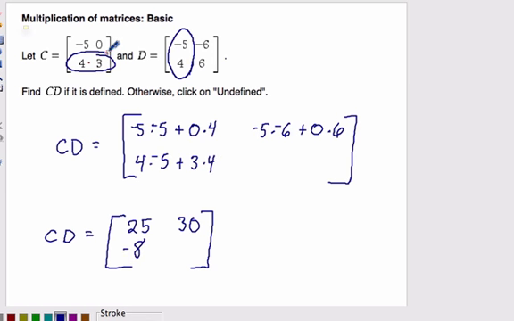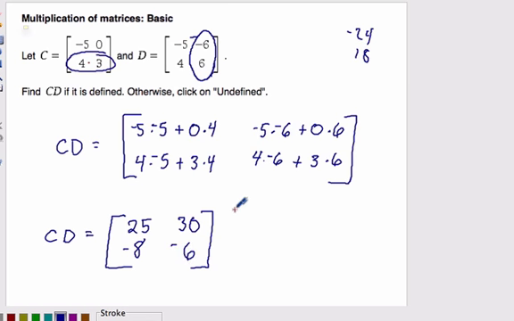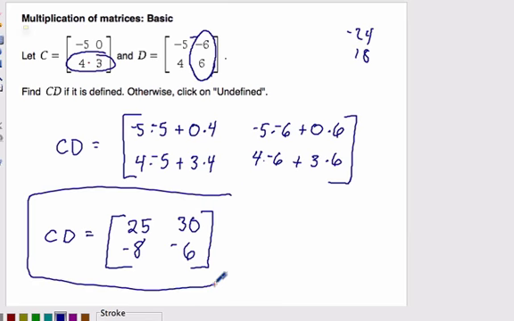Okay, so now we're continuing this process with row 2 and column 2. So we're going to multiply those together. First entries together, 4 times a -6, plus the second entries, 3 times 6 together. So that gives us a -24 plus 18, and that gives me a -6. Okay, and that's our answer.